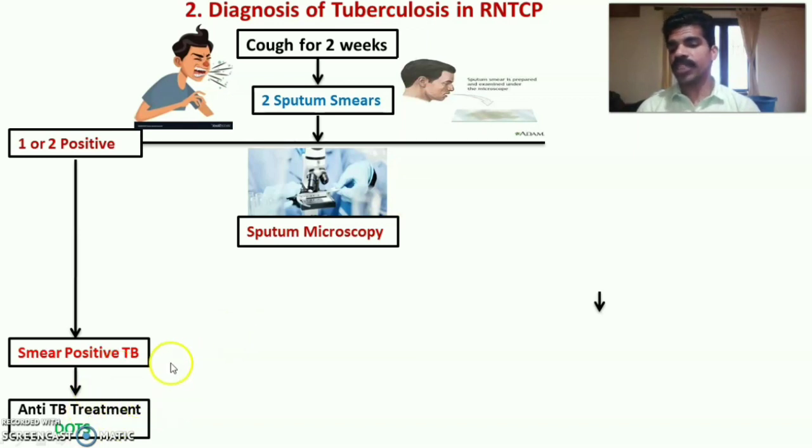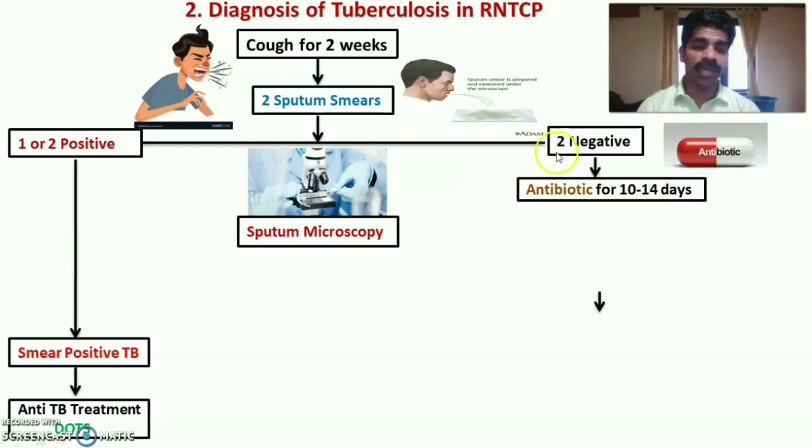So the DOTS treatment has to be continued for 6 to 9 months according to the symptoms of the patient. Then if the test becomes negative, that is, if 2 sputum smears become negative, he has to be given antibiotics for 10 to 14 days. So, 2 weeks of antibiotic treatment if the 2 sputum smears become negative.